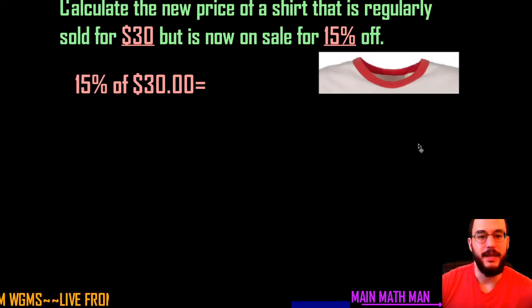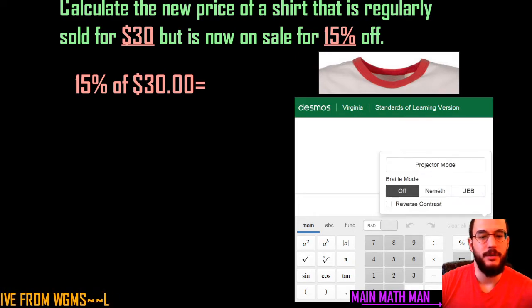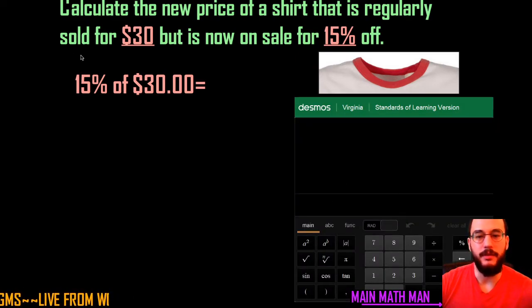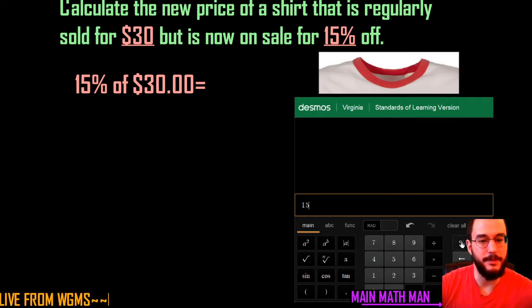For the next one, it says, calculate the new price of a shirt that is regularly $30, but is now 15% off. So again, make sure you're seeing how I underlined and highlighted these items. That $30 is the original price, and it's 15% off. So we're going to subtract from that original price. So we take, again, 15%. So I'm going to do 15% of $30. And so what does that give us? That's $4.50.